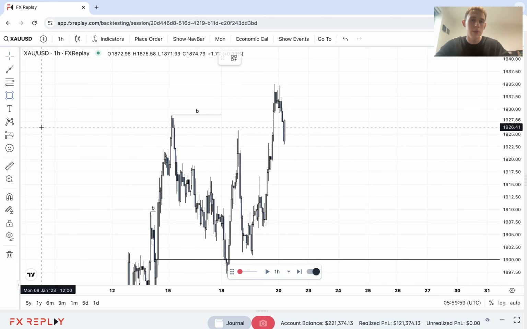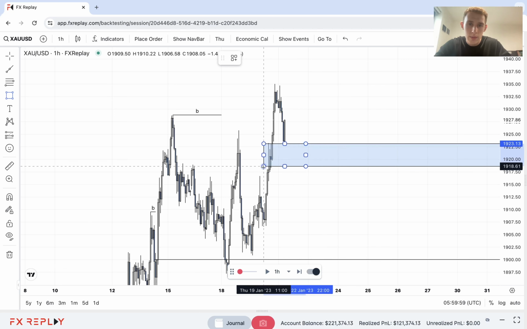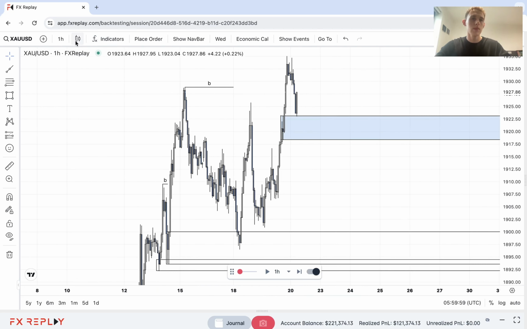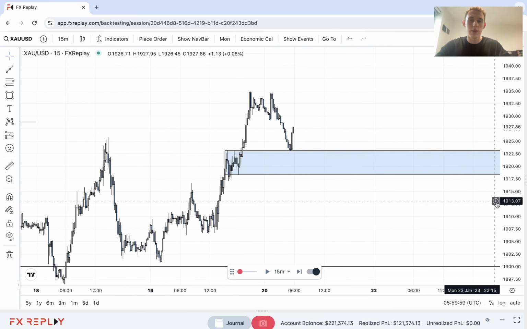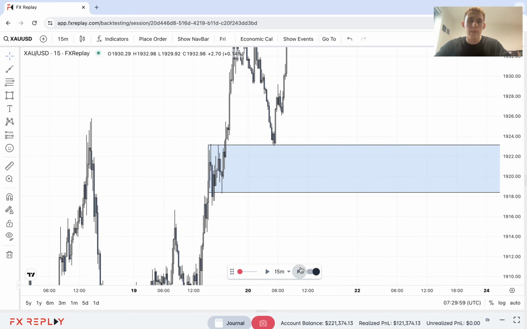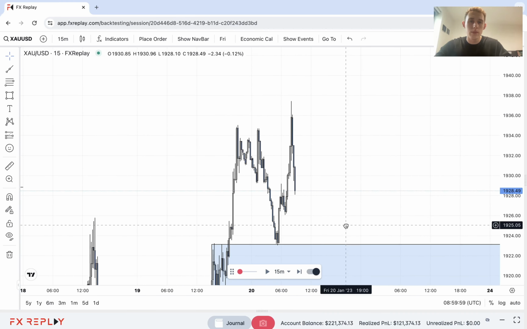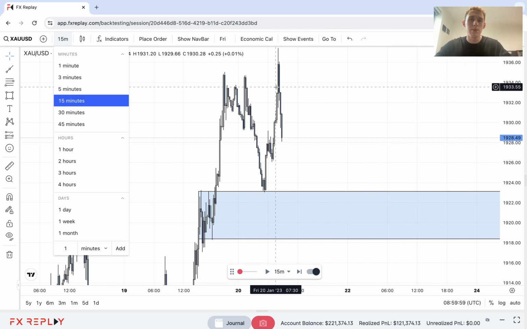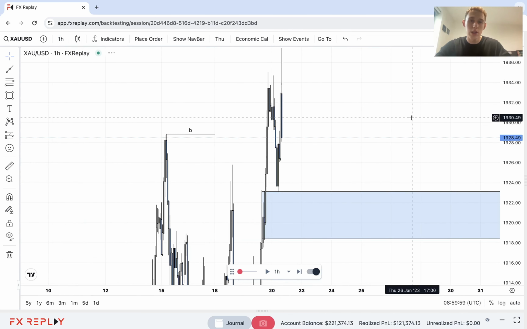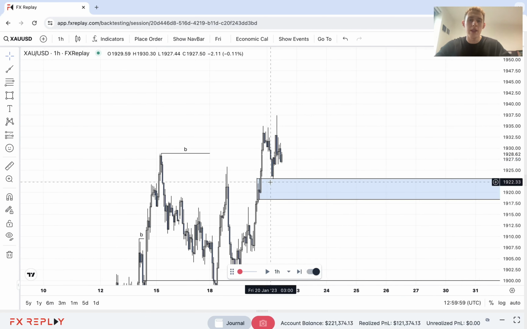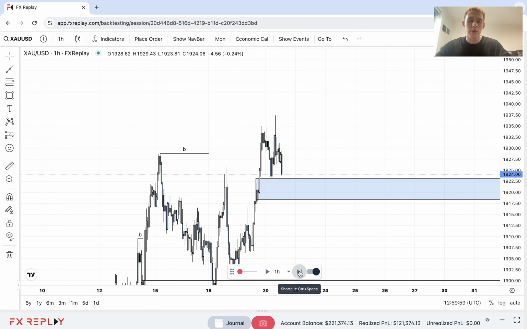Where could price buy from? We have this demand which broke the structure. See how price reacts within here. Okay, cool. So break of structure to the upside, but we didn't have any confirmation, which is fine. Expecting this low to go now as well. So just wait and see.